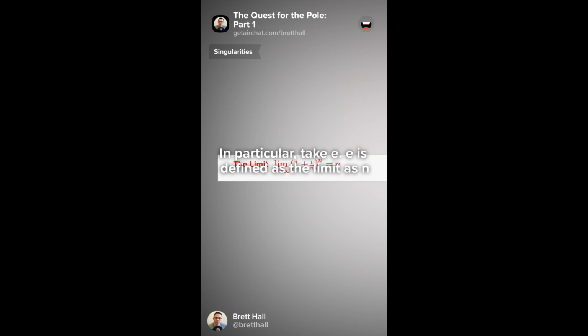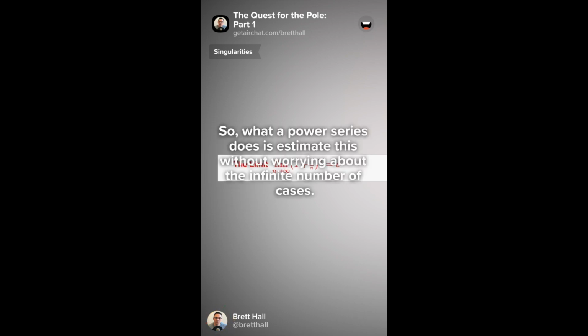In particular, take e. e is defined as the limit as n approaches infinity of (1 plus 1 over n) all to the power of n. Or e to the power of x is defined as the limit as n approaches infinity of (1 plus x over n) all to the power of n. Or alternatively, as the sum of the infinite series. So what a power series does is estimate this without worrying about the infinite number of cases.